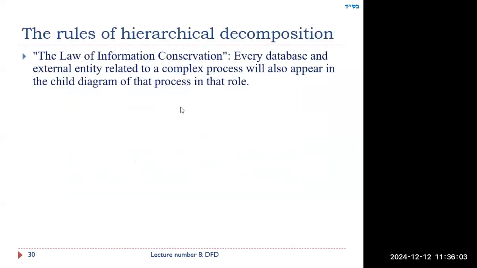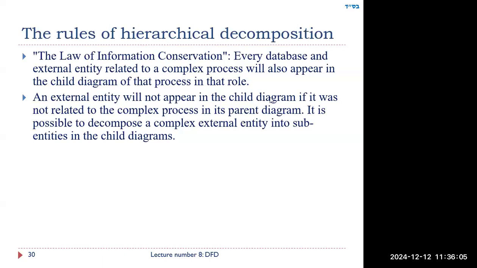An external entity will not appear in the child diagram if it was not related to the complex process in its parent diagram. In other words, if there was an external entity that talked to complex process 2, then when I look at complex process 1, I won't see it, even though it's an external entity. So we can actually make another rule: all external entities will appear in DFD 0.